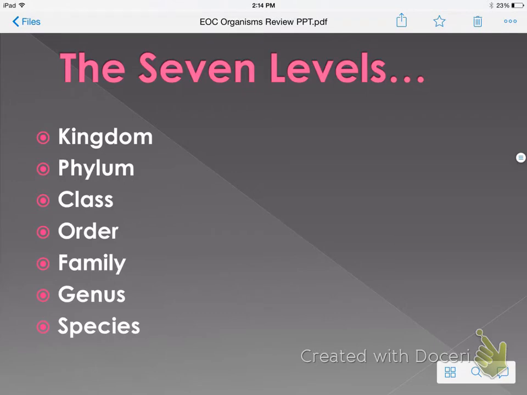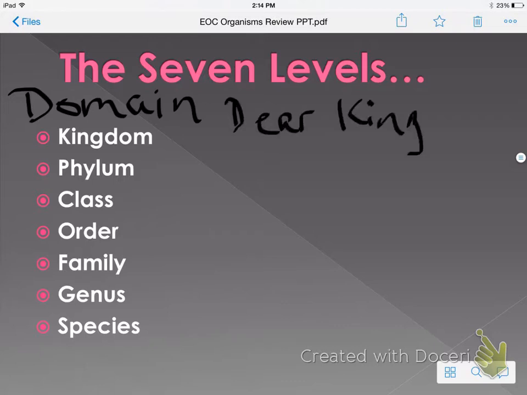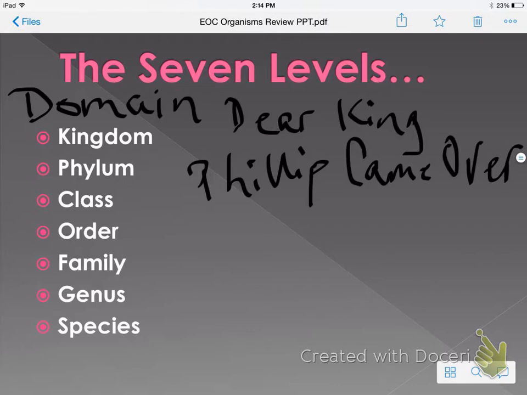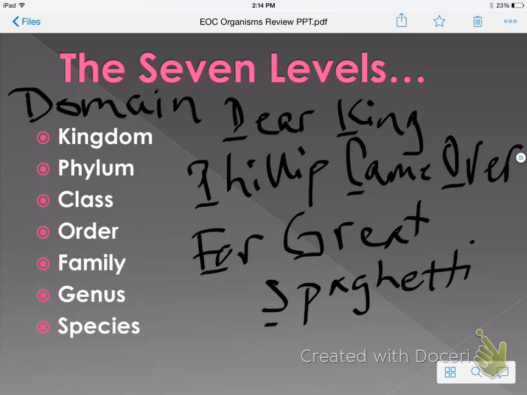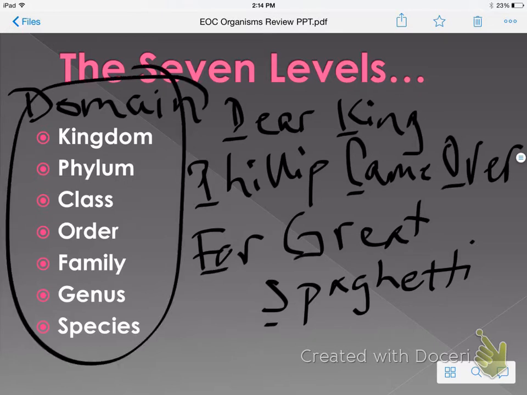So there's seven levels of characterizing something, and above kingdom, we know that domain is larger than kingdom. And how we remember this is Dear King Philip came over for great spaghetti. So the first letter of each of these corresponds with these over here.